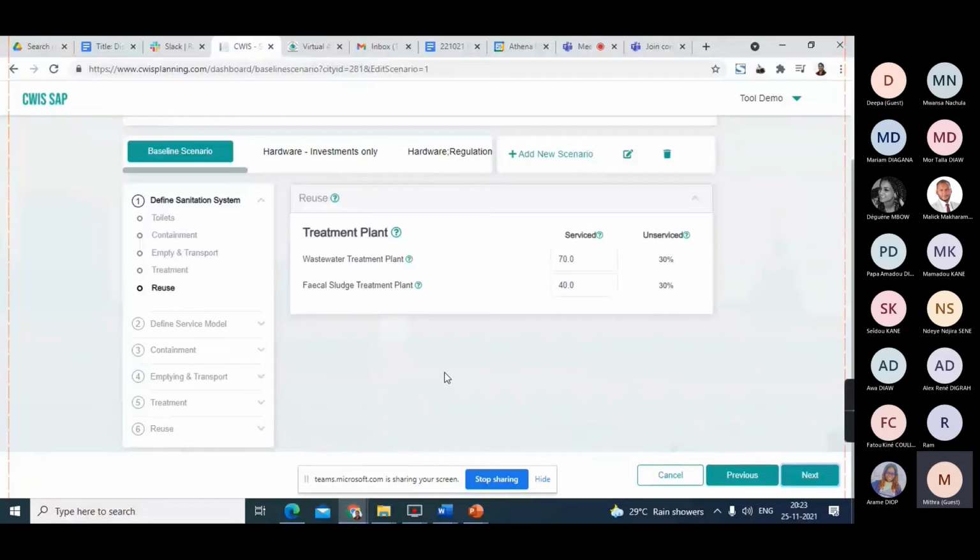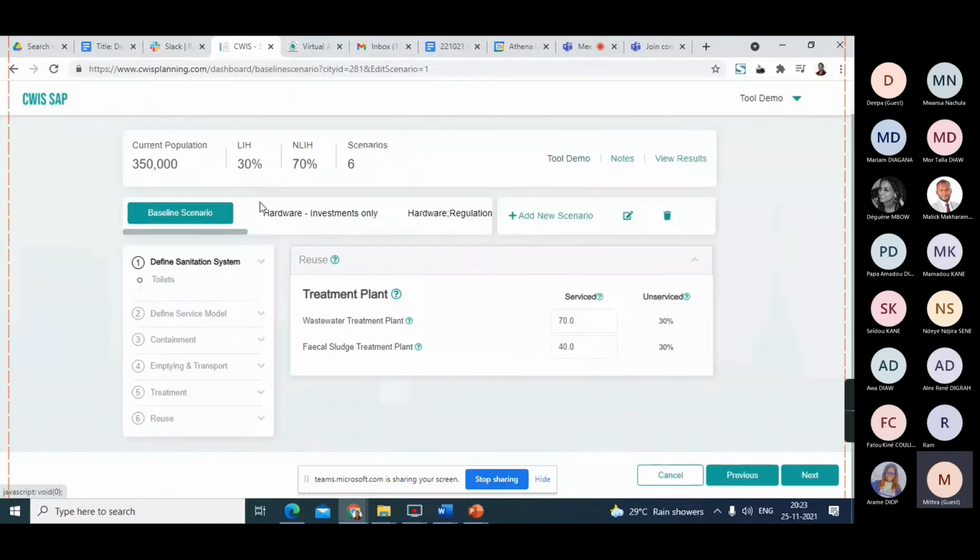So if a particular hardware is not available, say for example, a non-conventional sewer is not available in the city, it can be skipped. So far, we have successfully defined what is the baseline with respect to what type of containment and what percentage is being served along the sanitation chain.